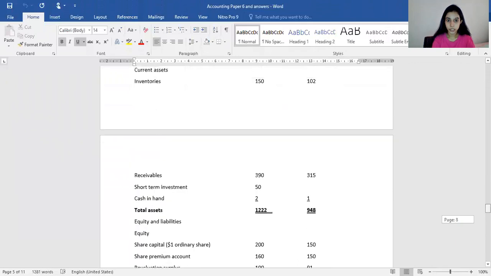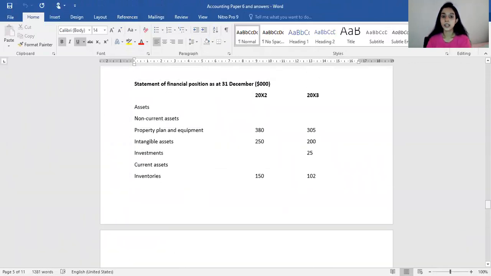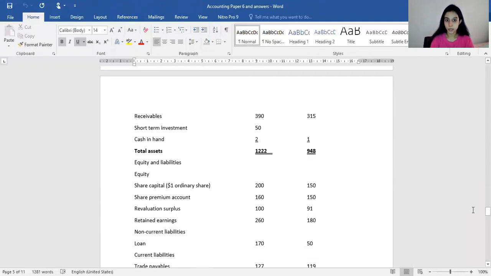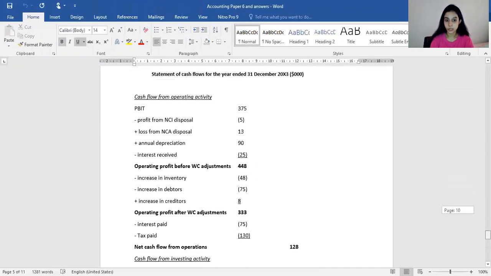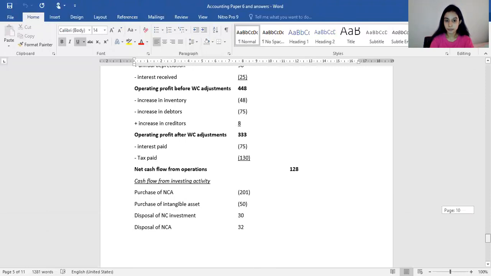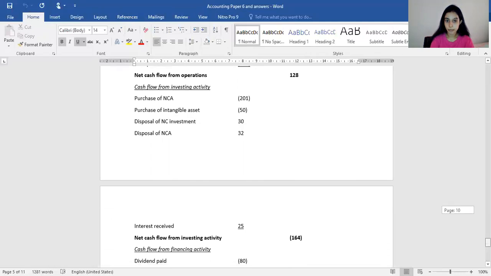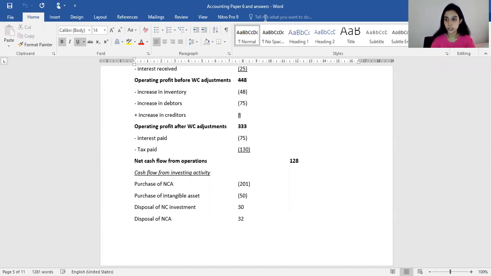So go back to the statement of financial position, and there we have done with the property, plant and equipment adjustments, and intangible assets have been increased to 250. Which means a purchase of intangible asset. Investments have been disposed of, and current assets, you have to do the current asset adjustments under the working capital changes. Receivables also the same, and short-term investment. So a short-term investment has been purchased during the year, which is a cash flow, so it has to be increased. That has been mentioned as purchase of intangible asset 50,000 which is a cash outflow.